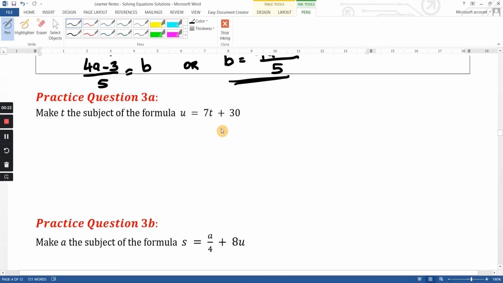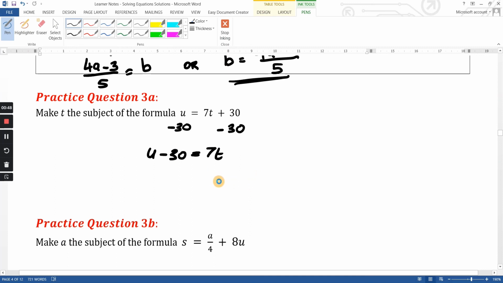So I'm going to need t on its own. Let's leave the 7t there as it is. Let's get rid of the plus 30. So I'm going to have to minus 30 here, minus 30 here. So on the left I get u minus 30. Again, you can't simplify that, you're gonna have to leave it like that. And on the right I get 70.